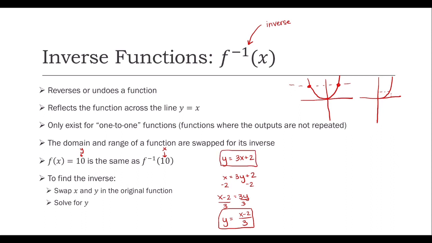And to prove that it's the inverse, you could take your inverse function and plug it in for x in the original function. So y equals 3 times, we'll put our inverse in there, x minus 2 over 3 plus 2. Our 3's would simplify and become 1's, and then you have y equals x minus 2 plus 2. Minus 2 plus 2 is 0, so y equals x. So that proves that your second one was an inverse of your first one.